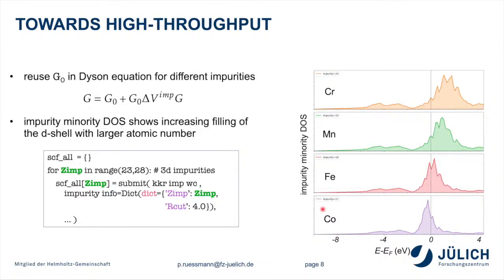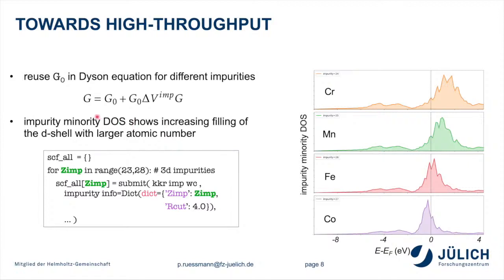Now, I showed you that AiiDA-KKR makes it much easier to use the KKR code, but we can also go towards the high throughput idea of AiiDA and actually do multiple impurities.